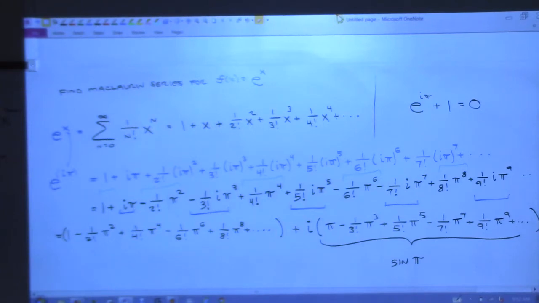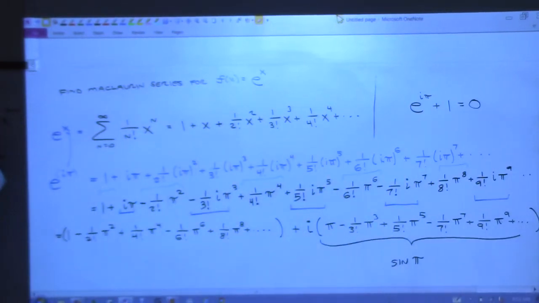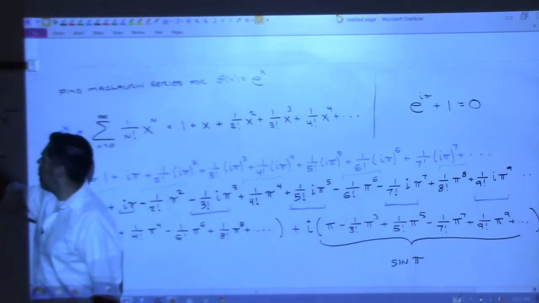Did our sign start out negative? Hold on. Did it start out negative or positive? Start out positive, right? That formula is wrong. Did I write it down? Check your notes. That should have been n, not n plus 1. Just check your notes. It should have been n.